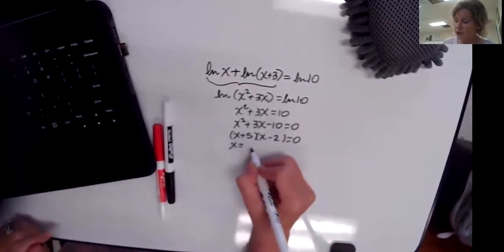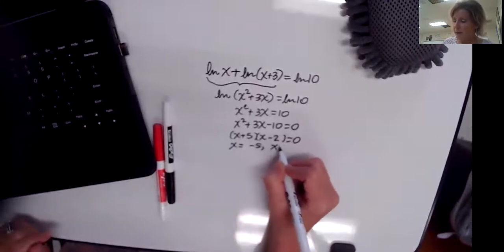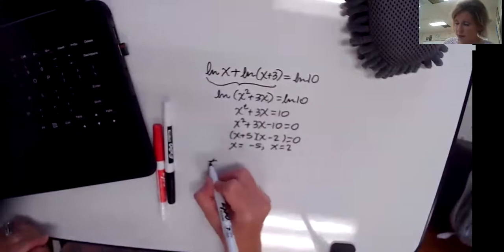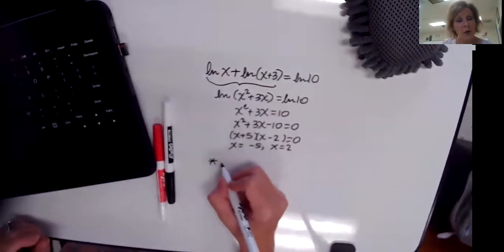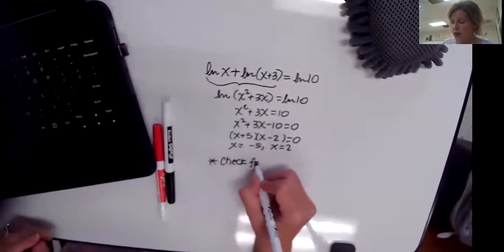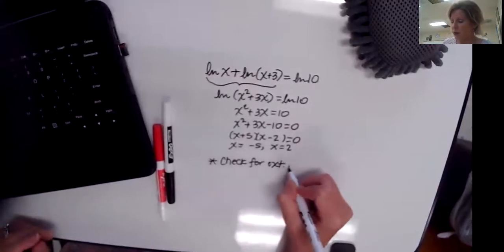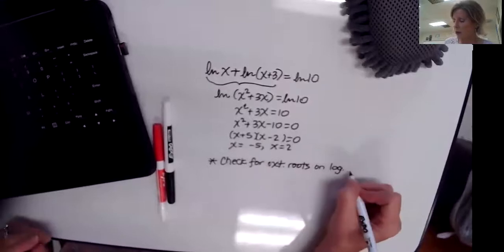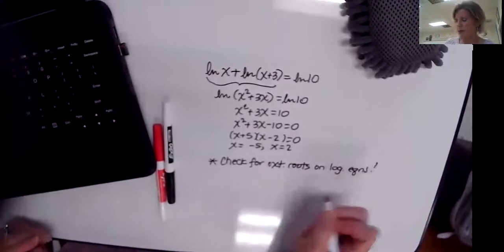So you're going to get two answers, but guys, with log equations, and this is new, we know that logarithmic equations do not have domains of all real numbers. We know with logarithmic equations, logs only accept positive input values. Therefore, you must check for extraneous roots on logarithmic equations, okay?